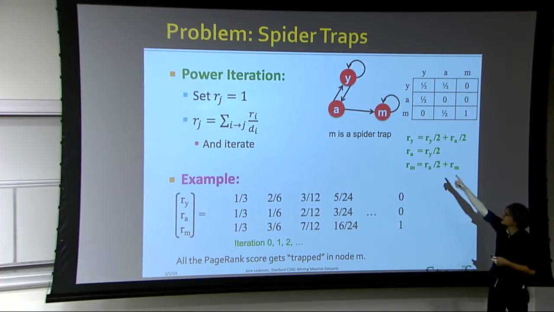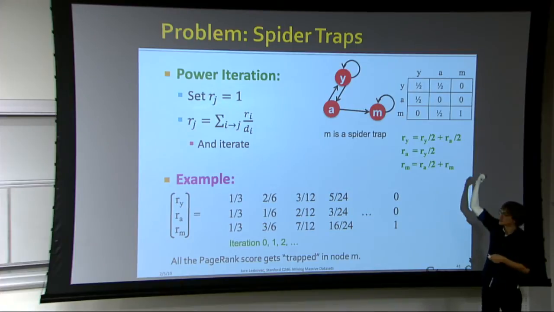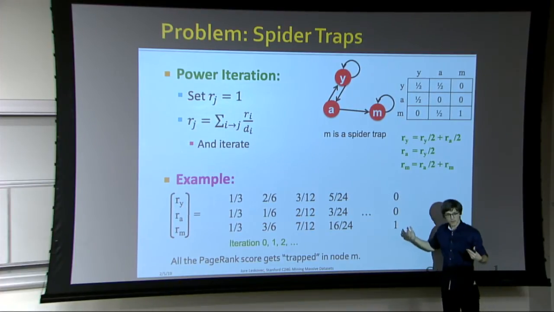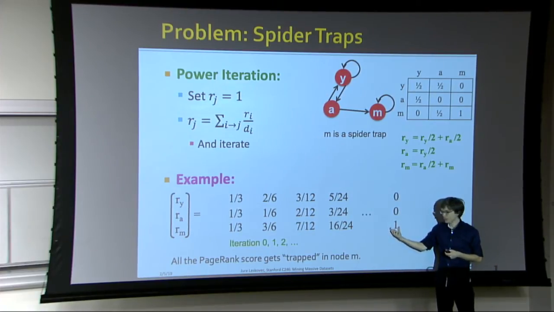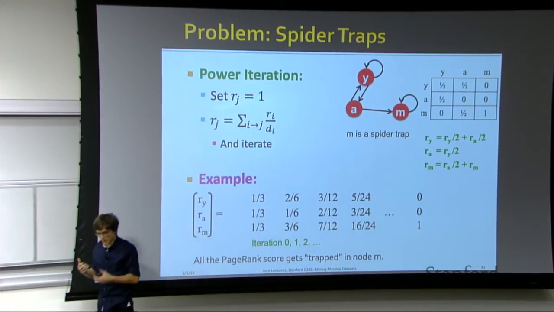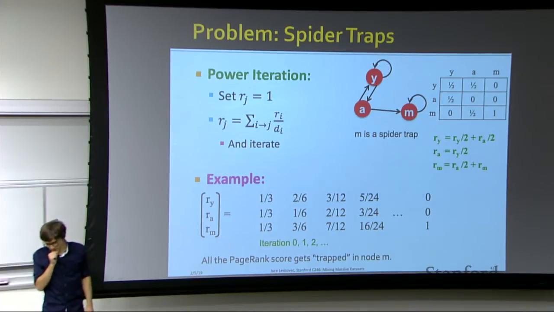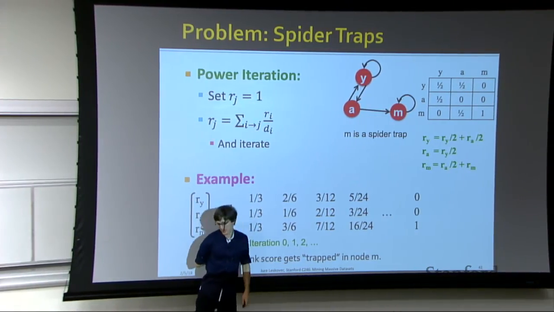And the way you see this, if you think of the random walker in my example, you keep walking between A and Y as long as you want, but as soon as you get to M, you are stuck in M. So after infinitely long, you say, where is my walker? My walker is in node M with probability 1. And this is kind of unsatisfactory. I don't want M to have all the importance. Y and A are also important. So how do you solve for spider traps?